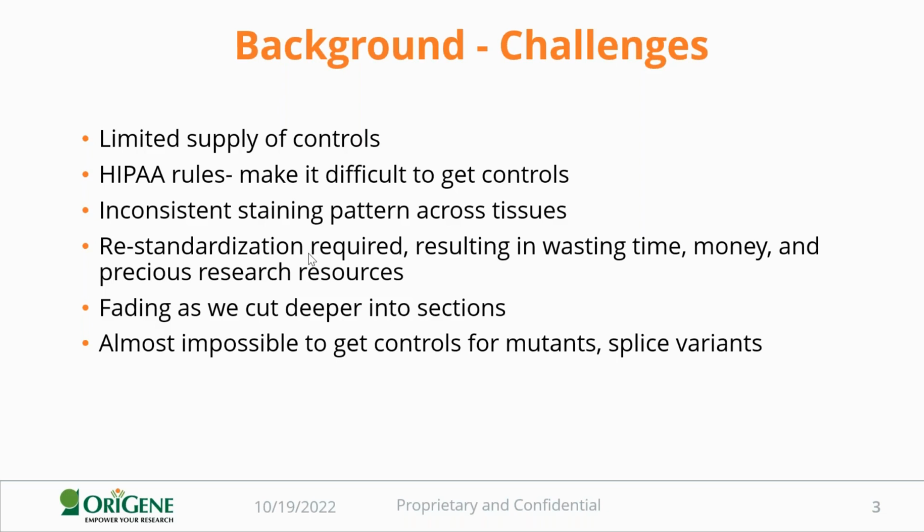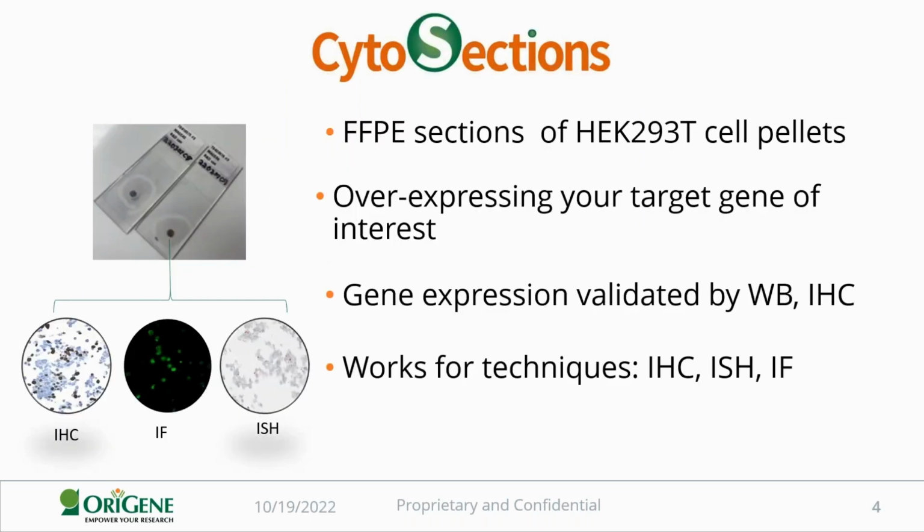To address all these challenges commonly faced by immunohistochemists and antibody developers, we came up with this solution, called CytoSection. CytoSections are FFPE sections of HEK293T cell pellets. These overexpress your target gene of interest. This overexpressed target is validated by Western blot and immunohistochemistry, and CytoSections work for all different techniques: immunohistochemistry, ISH, and immunofluorescence.